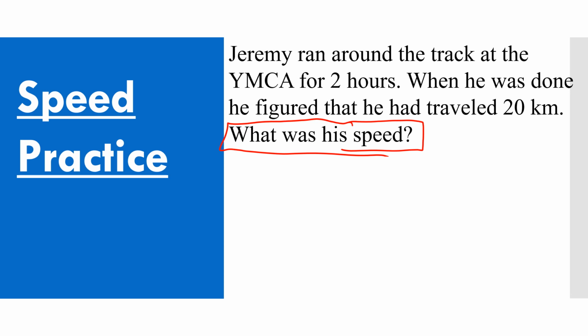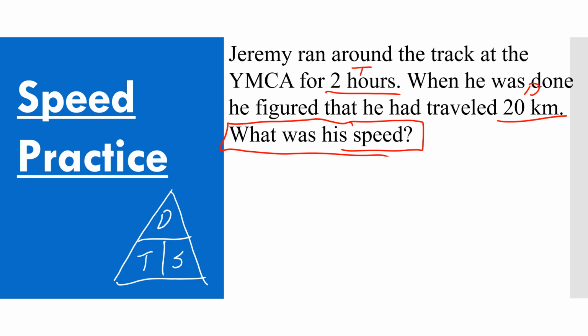What is his speed? Okay, so he ran around the track at the YMCA for 2 hours. So that's our time. He figured that he traveled 20 kilometers. And there's our distance. So, just to make sure I know my formula, I'm going to make my triangle: distance, time, speed. And it's asking me, what is his speed? So I can mark that out. And I know what my formula is going to be: distance divided by time.